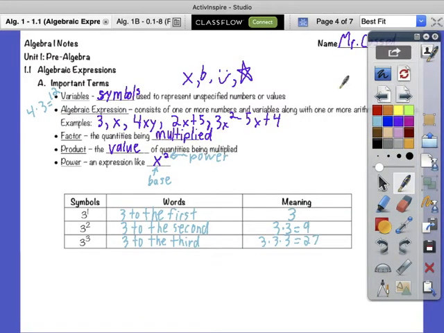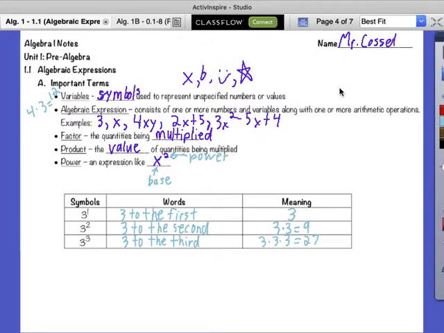Algebra 1, Monday, the 17th of August. Students will be able to, by the end of this lesson, write algebraic expressions, section 1.1. We already started this one, right? So we've already done a lot of it.